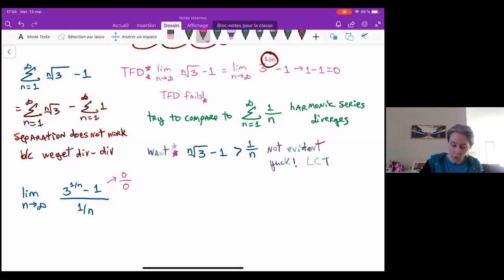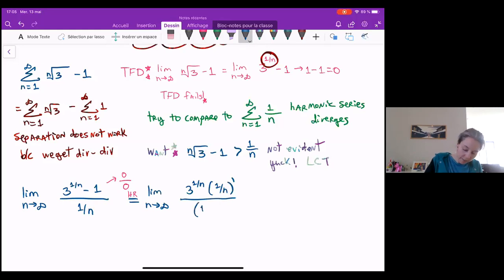So I'm going to apply L'Hopital's rule here, HR, to get the limit as n approaches infinity of 3 to the 1 over n times the derivative of 1 over n, all divided by the derivative of 1 over n. Now notice I left it like that. I'm going to change it in just a second, but I want to point out something. I don't actually even need to know what that derivative is. It could be some crazy super hard derivative and that would be fine because it cancels out.